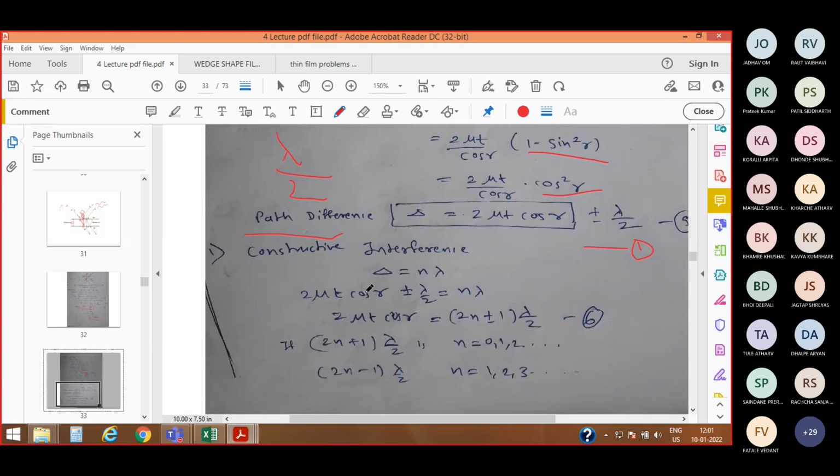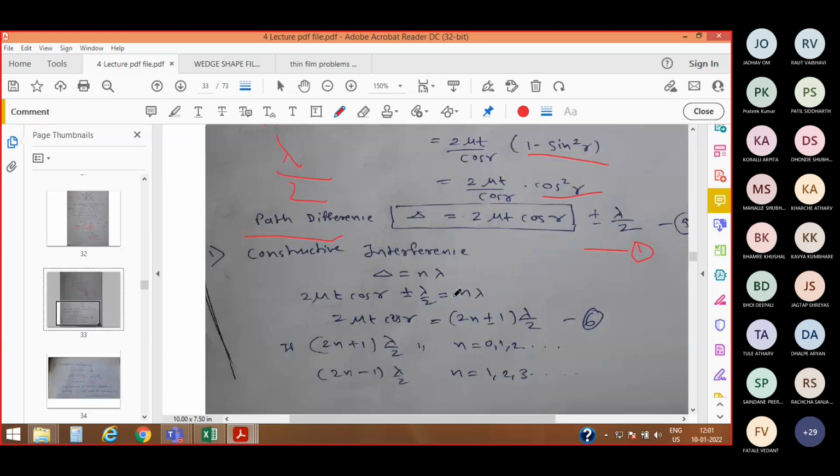For constructive interference, delta is equal to n lambda. Put the value of this delta here. Then we are getting this equation. So this is equation number 6. That is the condition for getting the constructive interference, where n is equal to 0, 1, 2. If it is negative, then we are getting n is equal to 1, 2, 3.